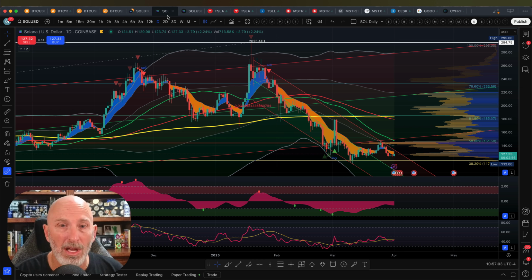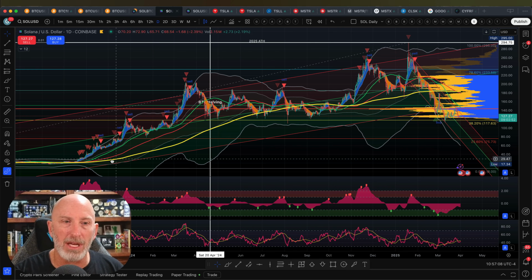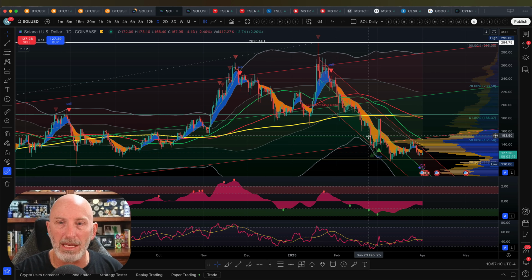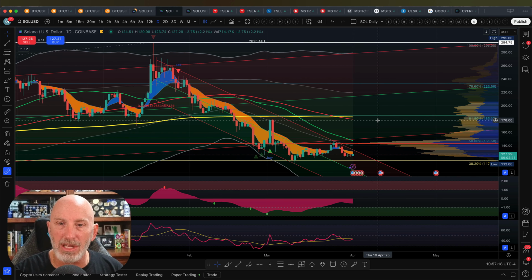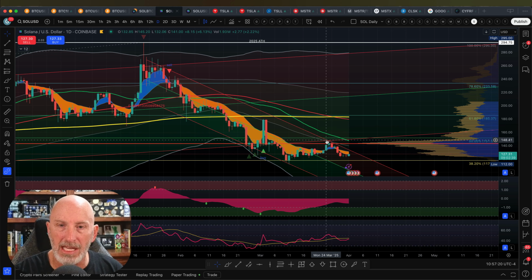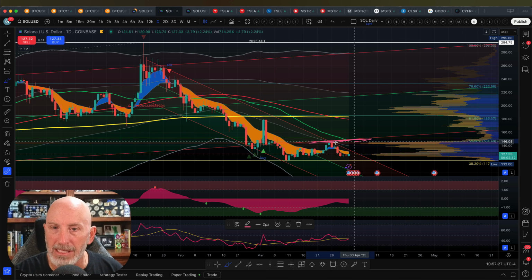Solana daily chart. On the Solana daily chart, we are below the long-term linear regression channel that we had been in all the way up until basically the beginning of March. We were battling with the bottom edge of that channel. We've been below it. We actually retested, you can just see it here, this red line right there that's kind of angling sideways.